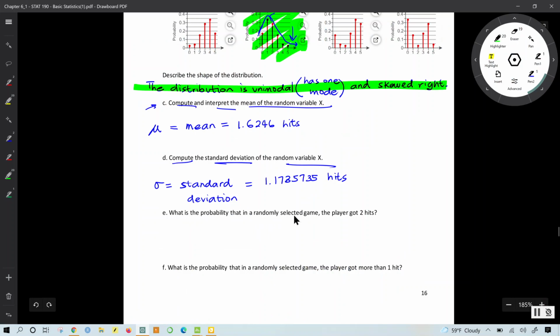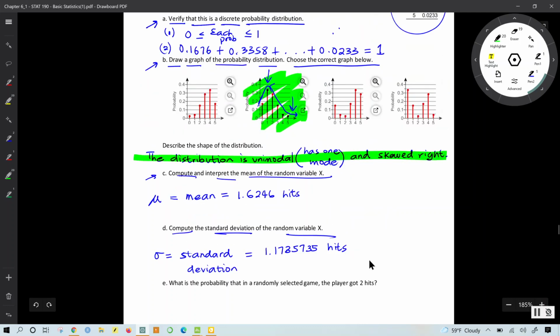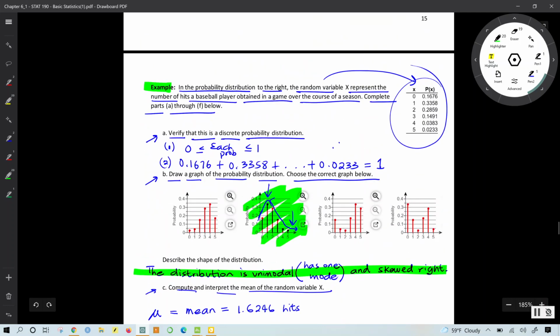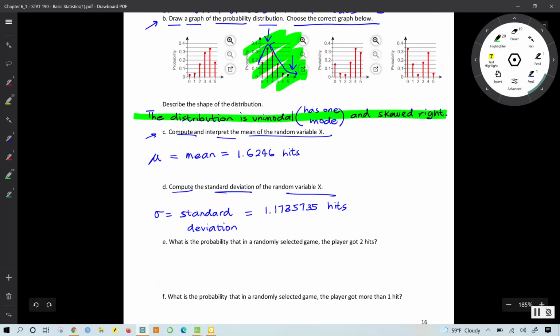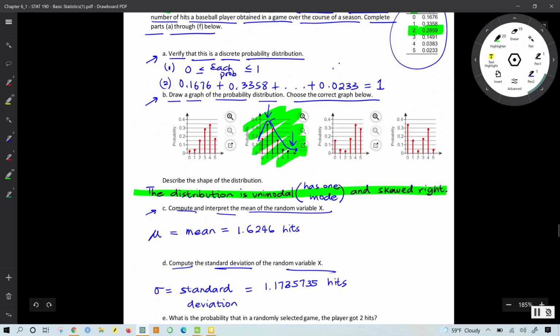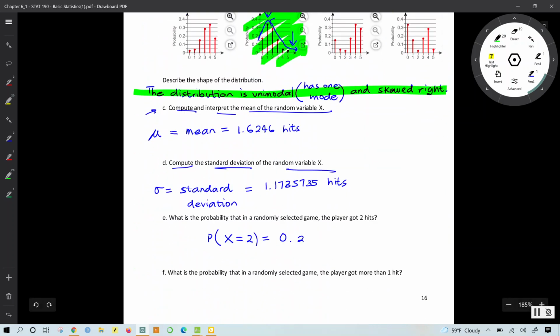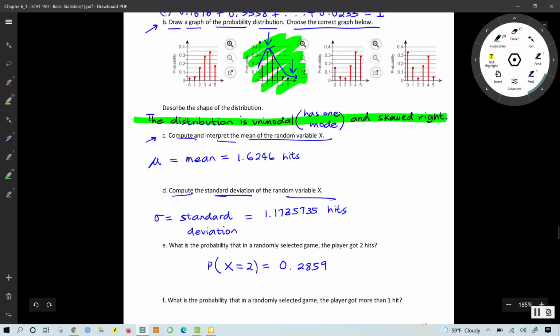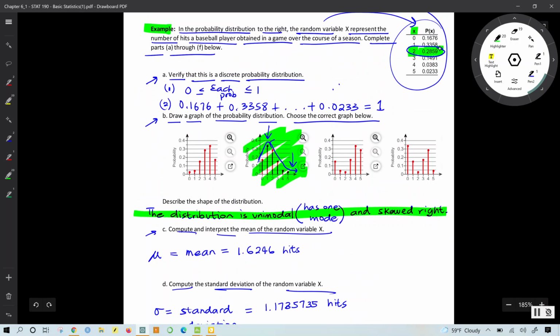What is the probability that in a randomly selected game, the player got exactly 2 hits? Looking back at the table, we can see that for x equals 2, the corresponding probability is 0.2859. So we write that as probability the number of hits x is equal to 2 is 0.2859 from the table. Remember, again, that comes from the table.